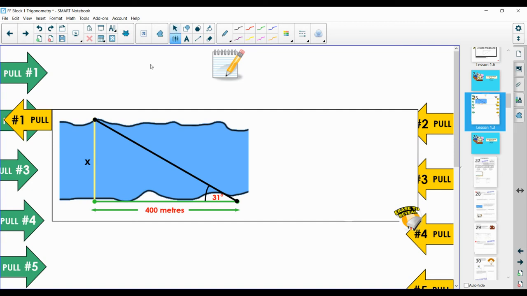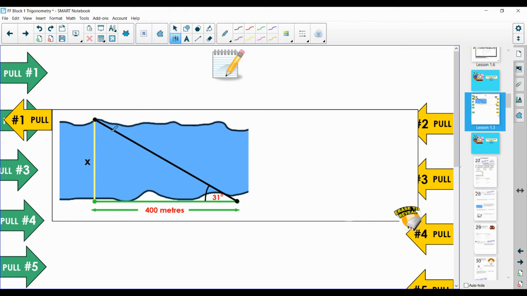All right, so the first diagram here, we have a picture of a river. We have an angle of 31 degrees and 400 meters. So the question that I could ask might be the width of the river. If I had moved my X to a different spot, there are other questions I might ask.